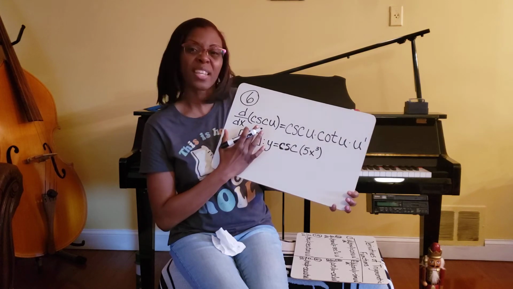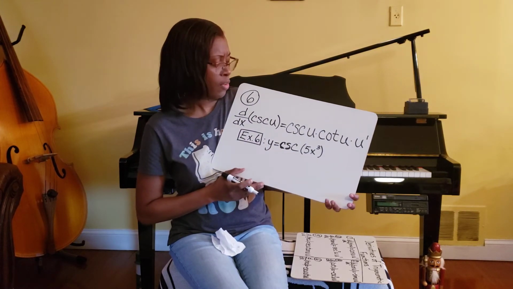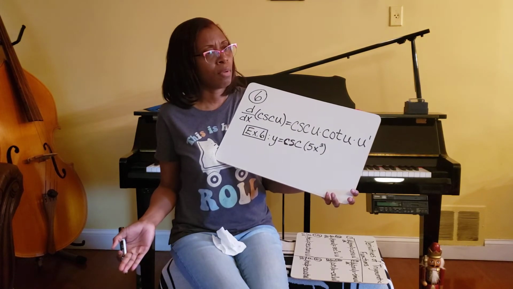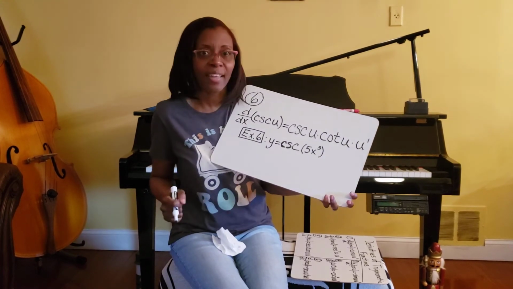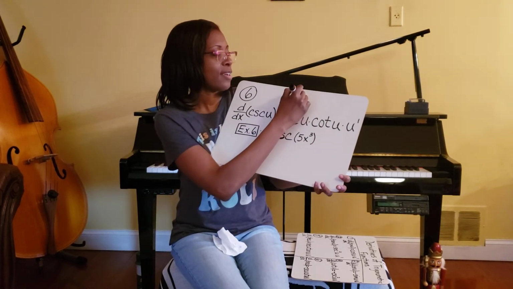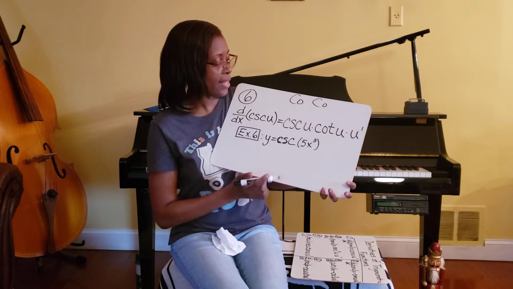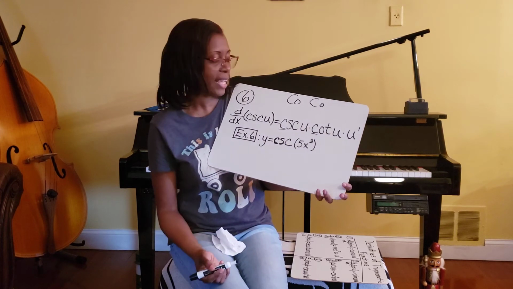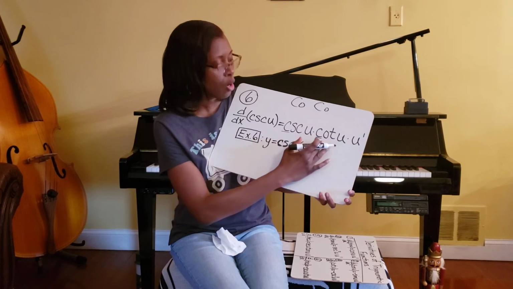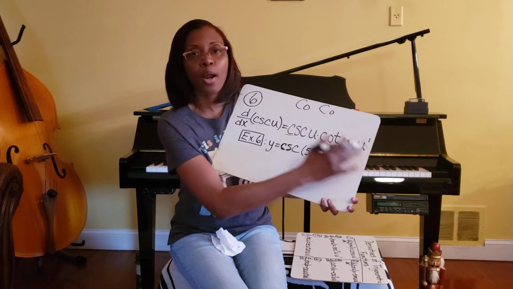The derivative of cosecant u. The derivative of cosecant u looks like secant almost. Instead of secant tan, this one I call co-co. Cosecant cotan. Co-co. They're both co's. Cosecant and cotan together. So the derivative of cosecant is co-co: cosecant u times cotangent u times u prime.